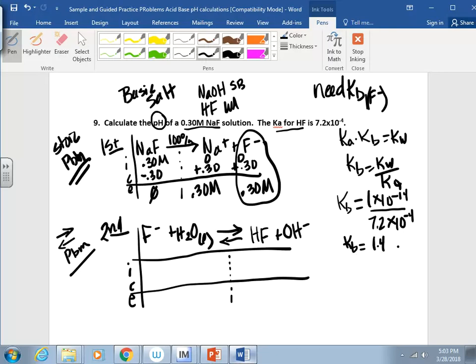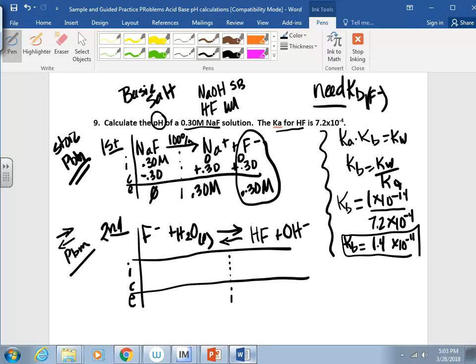1.4 times 10 to the negative 11. So we're going to use this in just a few minutes. You always kind of got to go to the side and calculate that. Basically, if they give you Ka, you need Kb if it's a salt problem. If they give you Kb, you're going to need Ka. So you're going to have to do this formula.